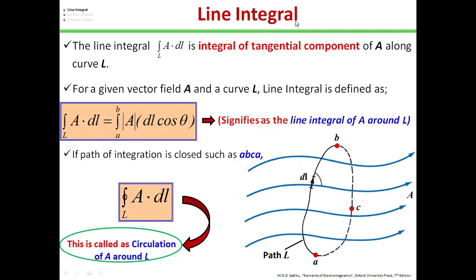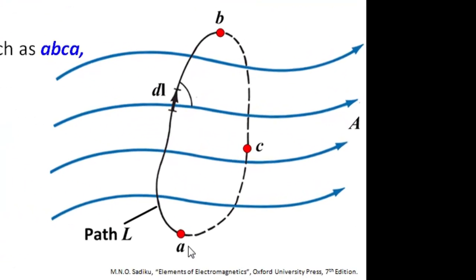The line integral, that means the integral of A dot dl over the path L, is the integral of the tangential component of A along the curve L. That is, a line integral is defined as any integral which is to be evaluated along a given curve. In the figure you can see the path L is given, which is open now, and the small differential length dl is given here, and the vector field A is given.